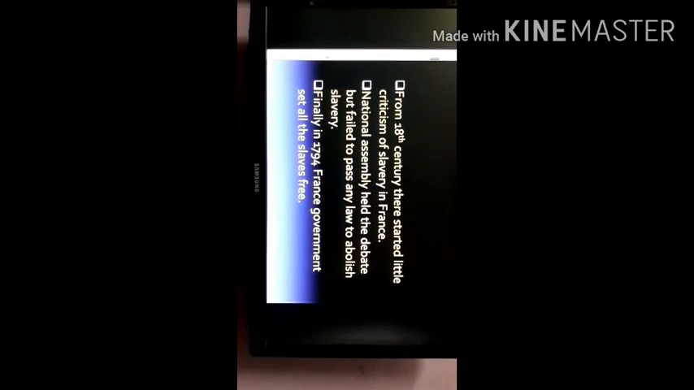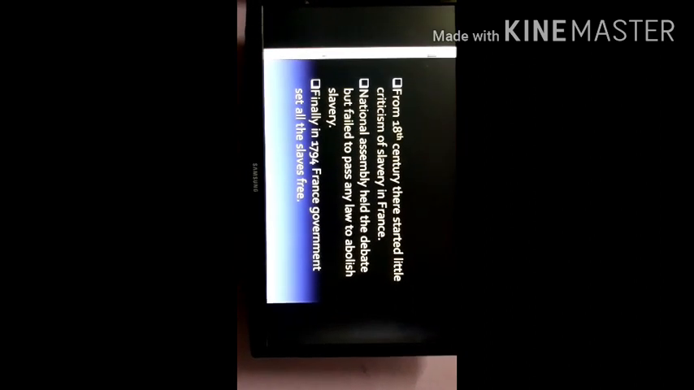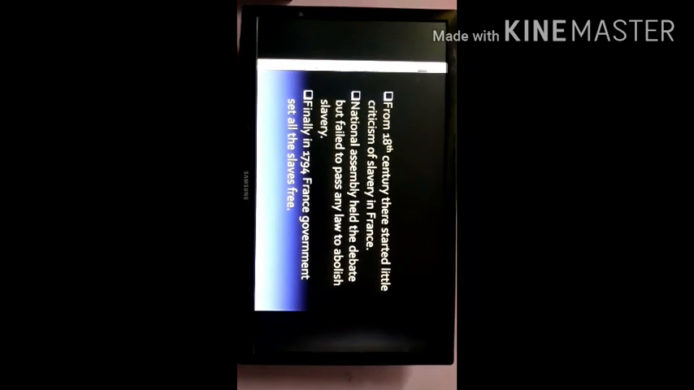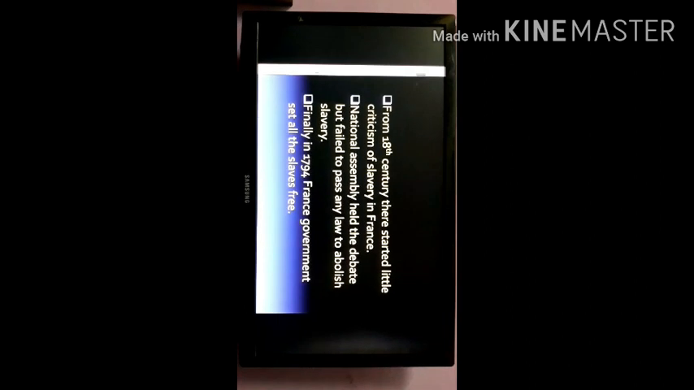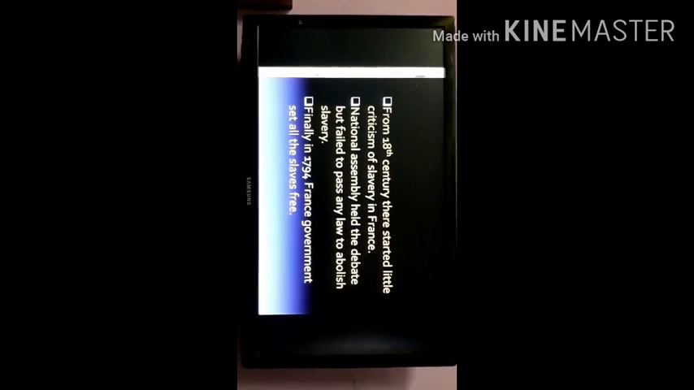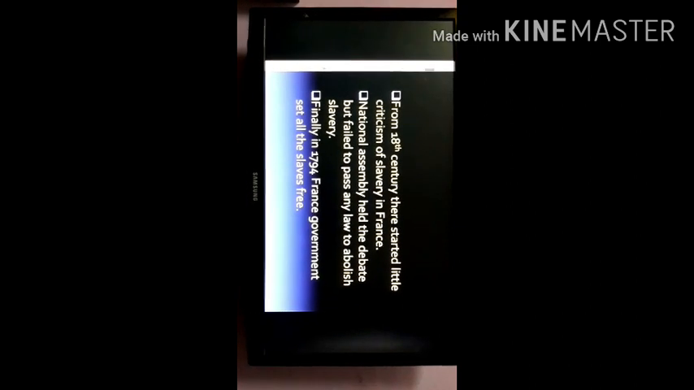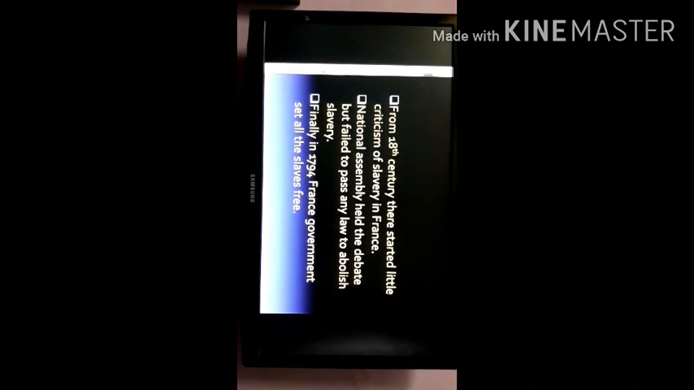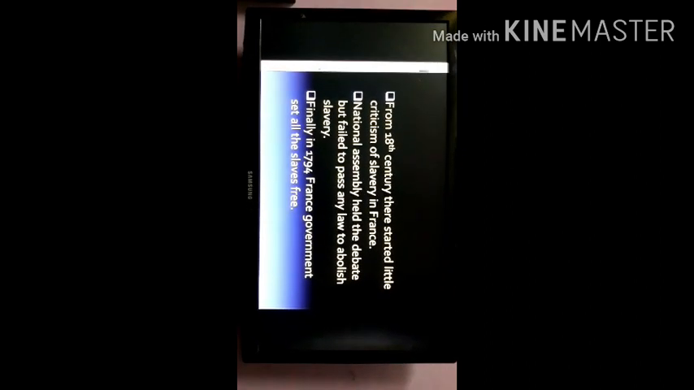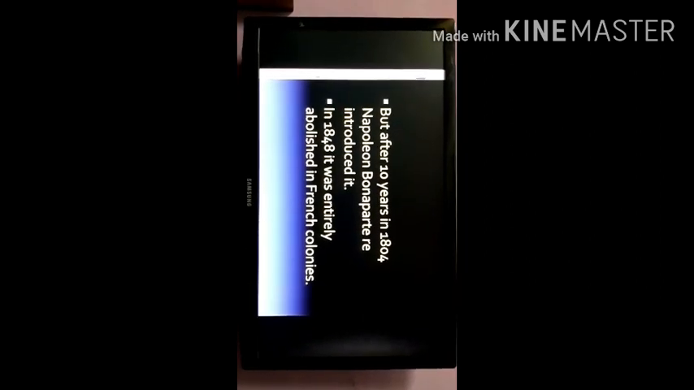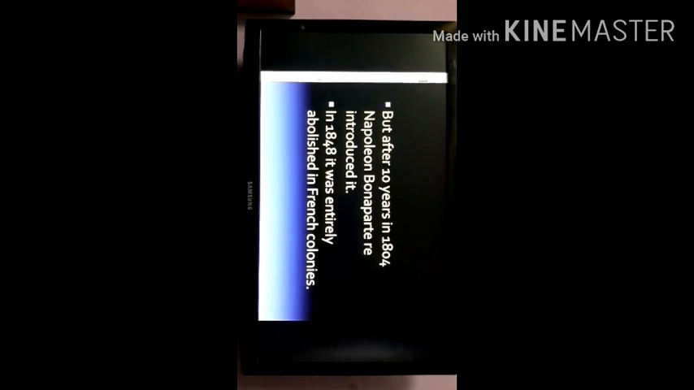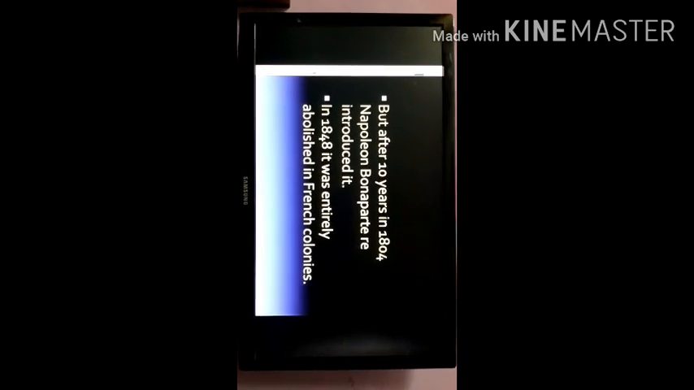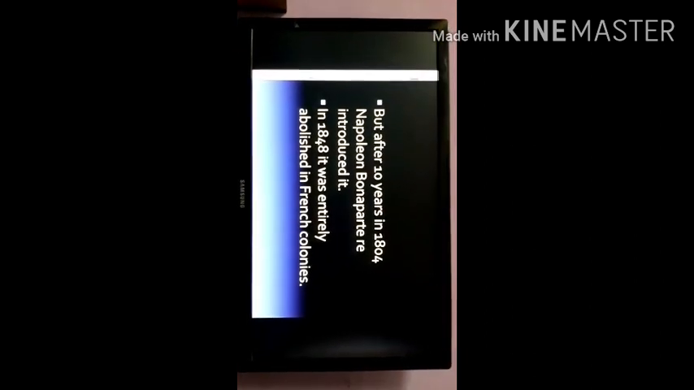In the 17th century, the criticism of slavery in France started. But because of the huge support towards this slave trade, the National Assembly every time failed to pass any law to abolish slavery. But finally, in 1794, during the Jacobin government, France set all the slaves free. They put a ban on slavery. But after 10 years, Napoleon reintroduced it in 1804. But finally, in 1848, it was entirely abolished in France.